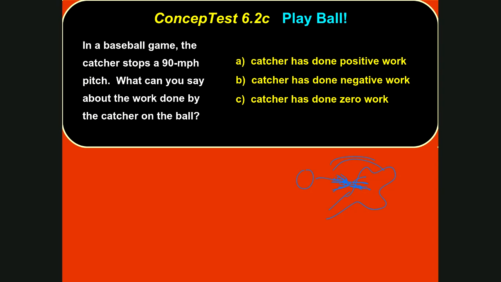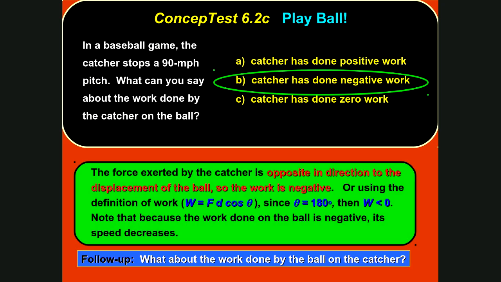Again, the catcher is going to push the hand backwards, and the work done will therefore be negative, because the angle between the force and the displacement will be 180 degrees, and hence your answer should be negative work. The catcher does negative work. The force exerted by the catcher is in a direction opposite to that of the displacement of the ball, hence the work done is negative, but work is definitely done.